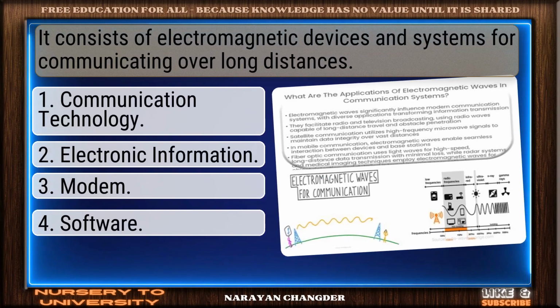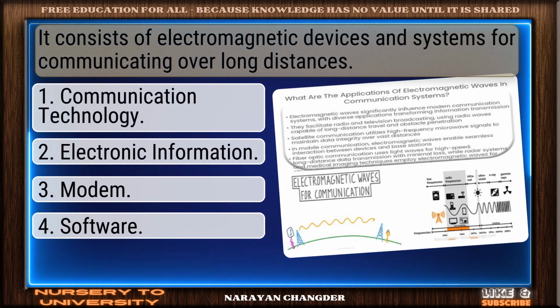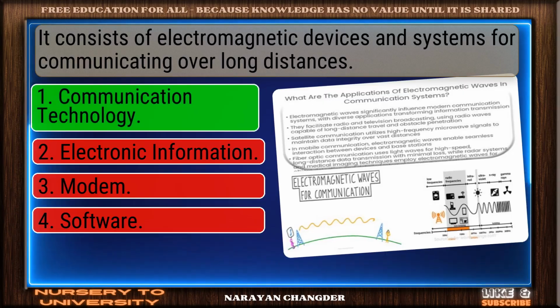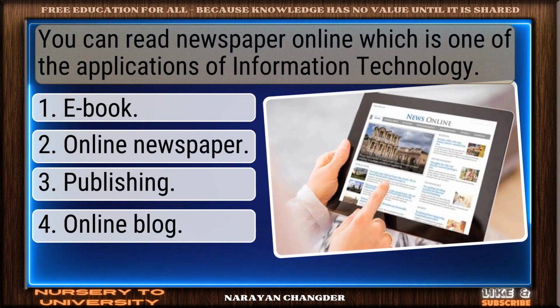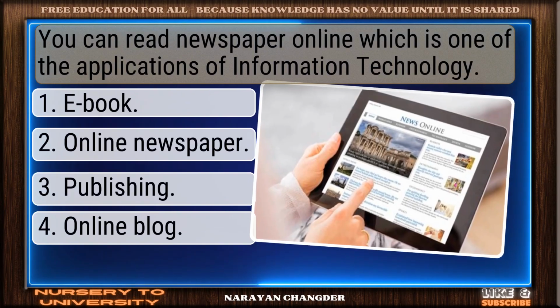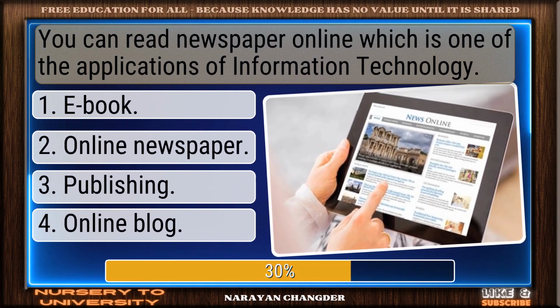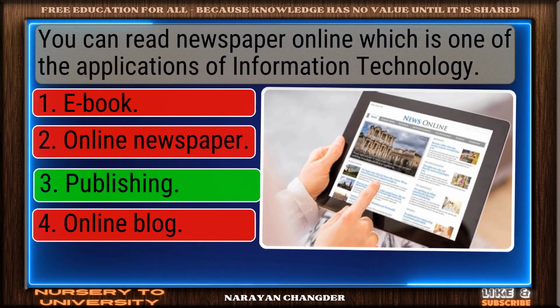It consists of electromagnetic devices and systems for communicating over long distances. Excellent choice. Communication technology is right. You can read newspaper online, which is one of the applications of information technology. A. Great job. Publishing is accurate.